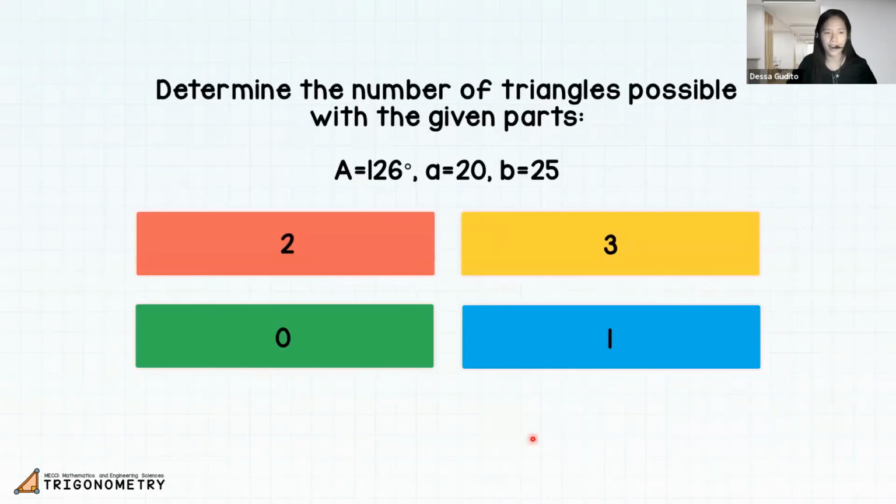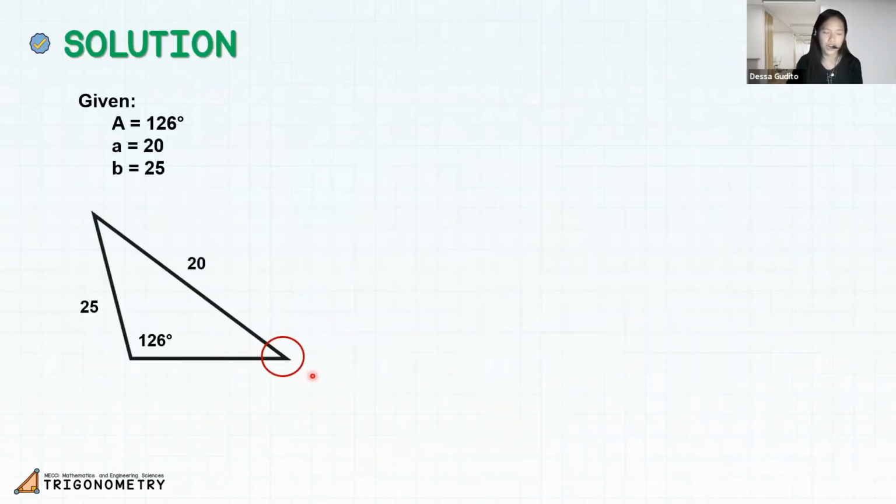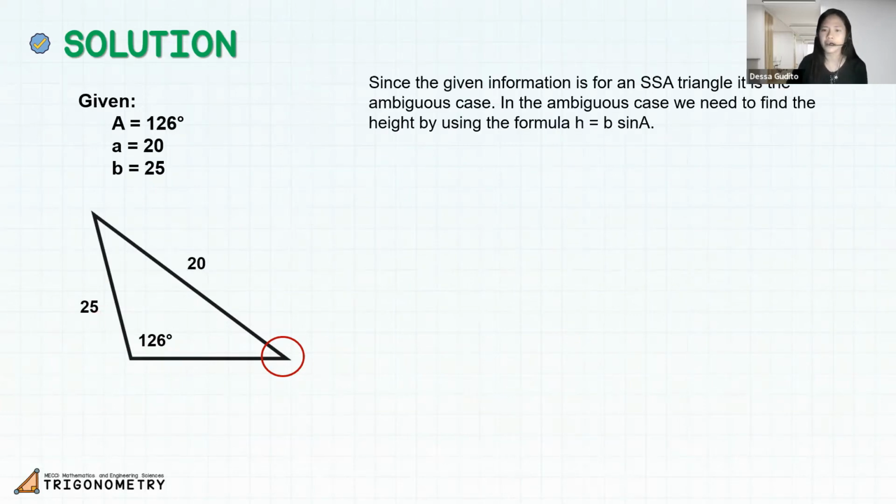Moving on to the next problem, we have: determine the number of triangles possible with the given parts. Angle A is 126 degrees, side a is 20, side b is 25, and we have here the choices 2, 0, 3, and 1. So we have here the illustration of our given. Angle A is 126, and the opposite of angle A is a, which is 20, and the adjacent of 126 is b, which is 25. Since we are given two sides and one angle, it is an SSA triangle, the ambiguous case of the sine law.